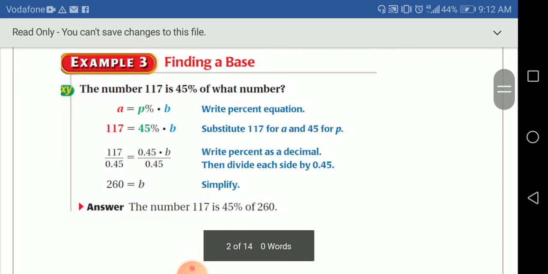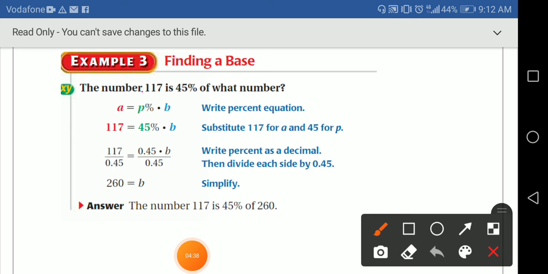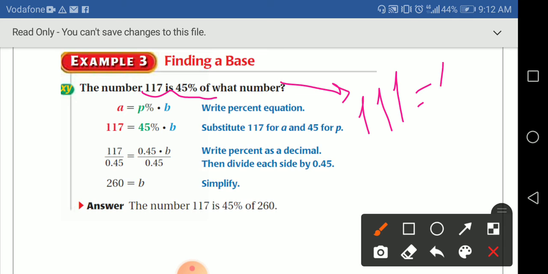Let's have another example, finding the base. The number 117 is 45% of what number? Listen to the question well. I'm translating the question: 117 is 45% of what number? So he asks me about the base.